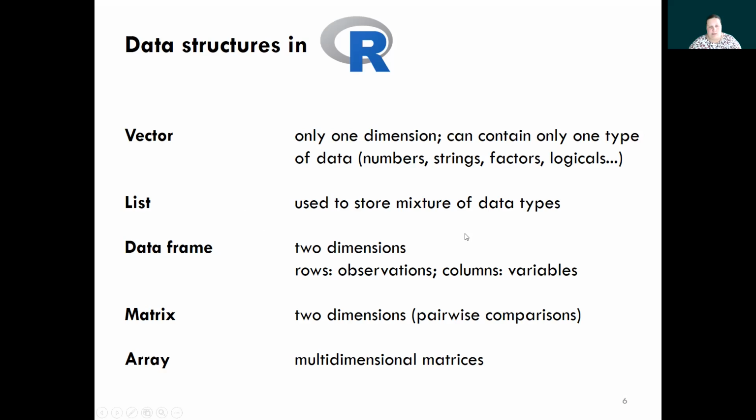Data frames have two dimensions. They have rows, which is the first dimension, and we also call these the observations. And they have columns, which is the second dimension, also called variables. The next data structure is a matrix, which again has two dimensions, and it's slightly different than a data frame, and is mostly used for something like a pairwise comparison. And then there are arrays, which are multi-dimensional matrices and can have an unlimited number of dimensions.